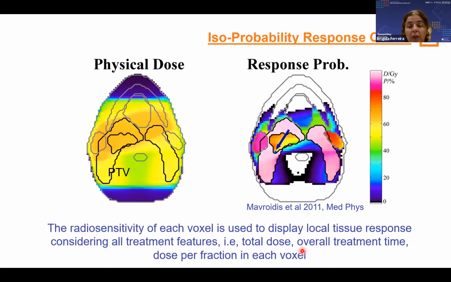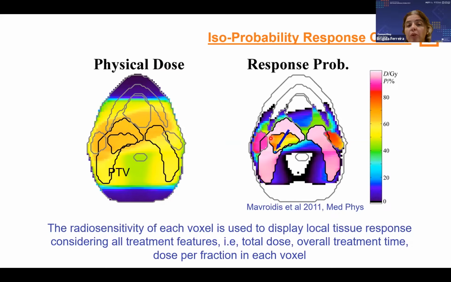This is another study that we made where we wanted to apply those response models to try to find the local tissue response. So this is our generic dose distribution that we obtain in the treatment planning systems. And since we know the radiosensitivity of each voxel, using this radiosensitivity and our dose response models, what you see here is a plot of the local tissue response of each voxel.